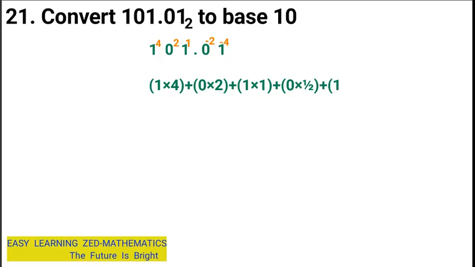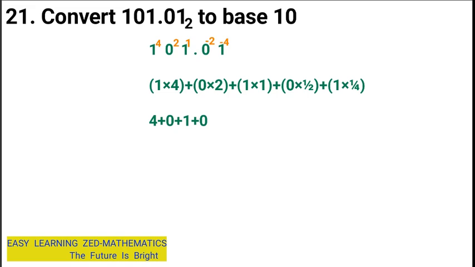Okay. Once I've done this, the next thing I'm going to do is write the products. So I'm going to start from the left side. So 1 by 4 will give us 4, plus 0 by 2 will give us 0, then plus 1 by 1 will give us 1. Now plus 0 by 1 over 2 will give us 0, then plus 1 by 1 over 4 will give us 1 over 4. Okay.